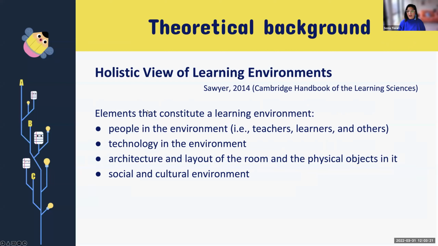So why do we need to have a holistic view of learning environments? It's because whatever we learn in one environment, we carry that learning into other aspects of our life. And Sawyer had a very nice definition of a learning environment in the Cambridge Handbook of Learning Sciences, which was that a learning environment consists of the people, the technology, the architecture, or the physical space of a learning environment, and the socio-cultural factors that are in play within that environment.